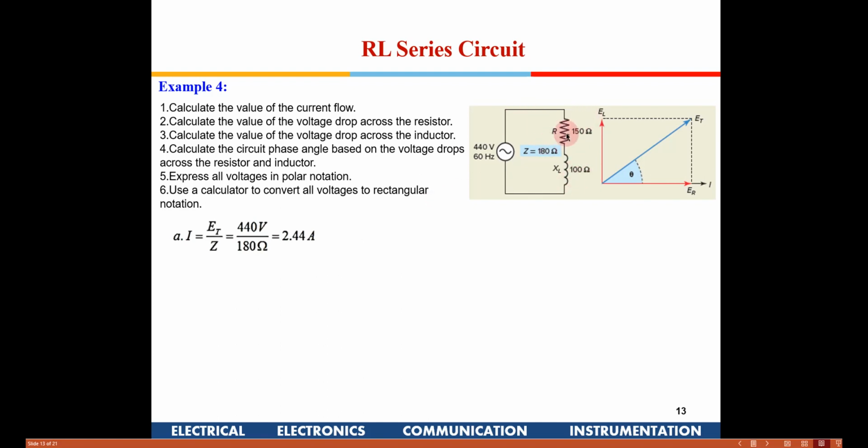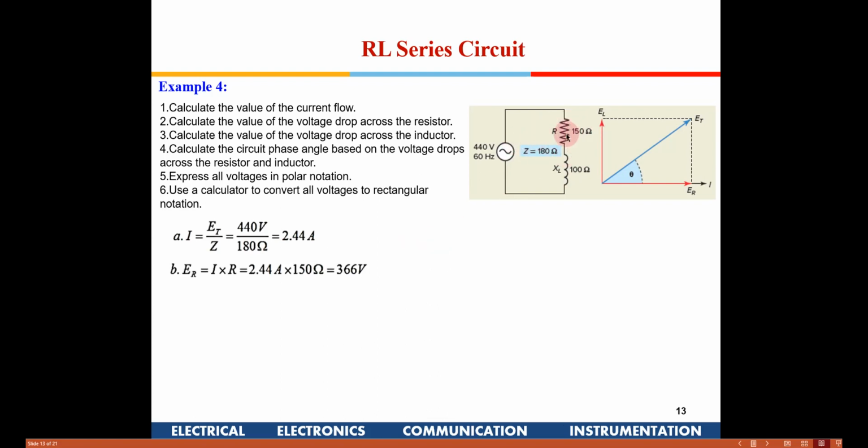So straight away I can find the current. Now where did I get this 180 from? It is the square root of 150 square plus 100 square. From there I can find what the current is here. Is it understood? Kedar, where did I get this 180 from? Yes, sir. Okay, so this is the square root of these things.